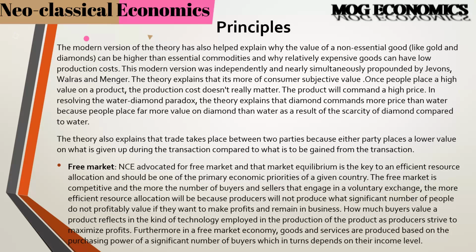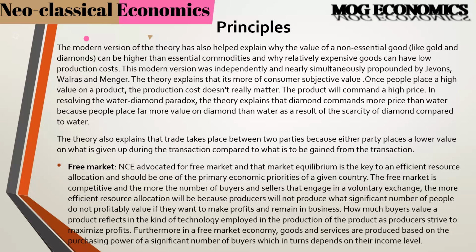Now, free markets. NC advocated for free markets. Free markets also stem from the stand of the classical economics school of thought, so we shouldn't spend too much time on this. NC advocated for free markets and that market equilibrium is the key to an efficient resource allocation and should be one of the primary economic priorities of a given country. That's talking about where demand and supply meet, allowing the market forces to work. They will always allocate resources efficiently. They will always get to that efficient point where demand equals supply.